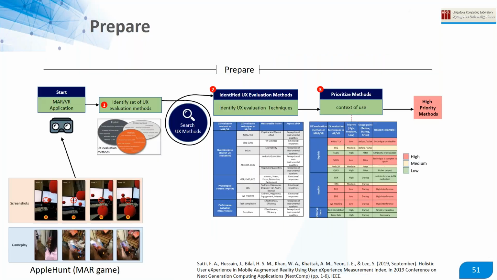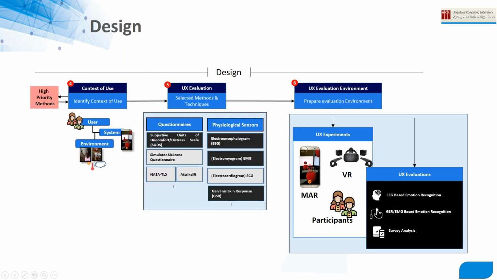This is one example of how this process can work. This is an AR game, Apple Hunt, developed in our lab. We evaluate this application using our proposed LeanUX process method. First, we identify the set of evaluation methods. These are the techniques available. We prioritize those techniques, and then we select the appropriate method based on the context of use, because based on the real context of environment, system and user, we select those methods that are most appropriate to collect the data related to the user experience.